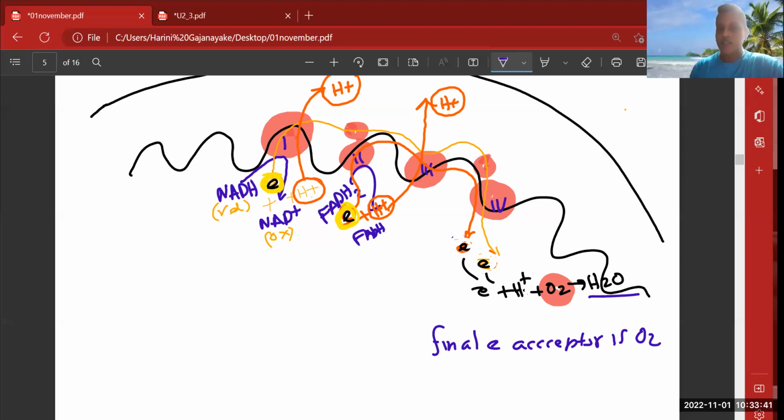Okay, now you understand, just similar to photosynthesis, electrons need a place to stay peacefully. In the light dependent reaction, electrons of PS2 go to PS1. PS1 electrons go to NADPH. In the electron transport chain, the electron is accepted by oxygen to make a water molecule. Okay.